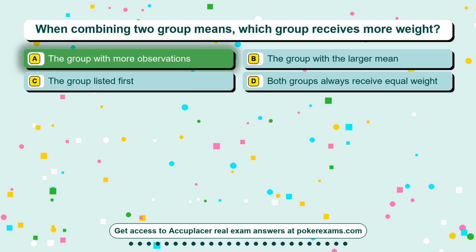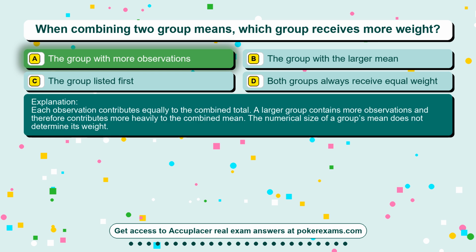The correct answer is option A, the group with more observations. Each observation contributes equally to the combined total. A larger group contains more observations and therefore contributes more heavily to the combined mean. The numerical size of a group's mean does not determine its weight.